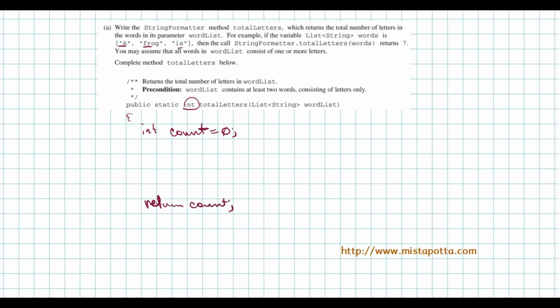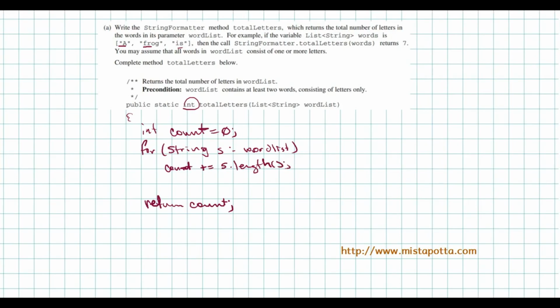So now all I need to do is go through the list and actually calculate the words. So I'm going to have a for each loop. So I'm going to have string s in word list. And I'm going to say that count is going to be incremented by s.length. And so that's all that I really need here. This is going to go through each one.